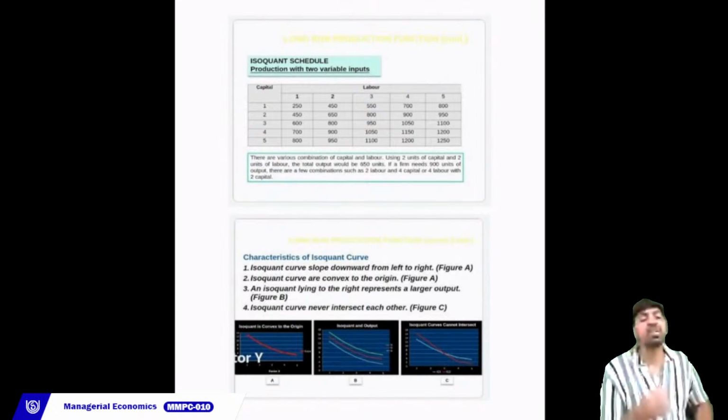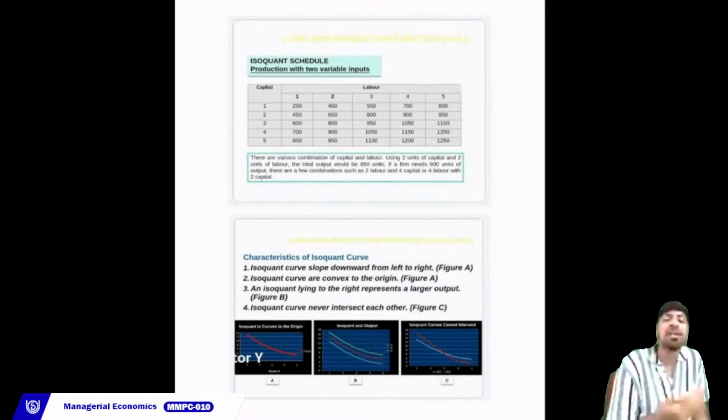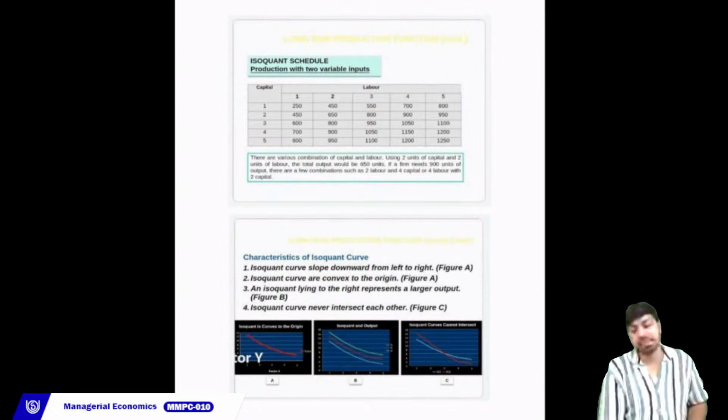A manufacturer can leave a lower isoquant to reach a higher isoquant, which yields a higher level of output, and that's the isoquant line to the right representing a larger level of output. But when we talk about figure C, isoquant curves never intersect each other. That's very true. And secondly, they never touch the x-axis and y-axis as well.